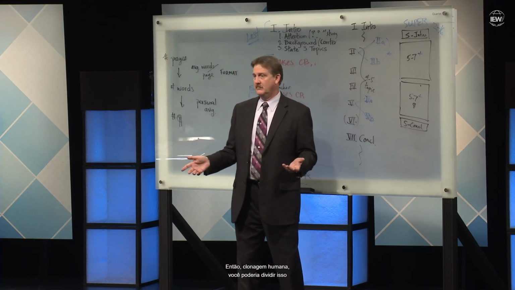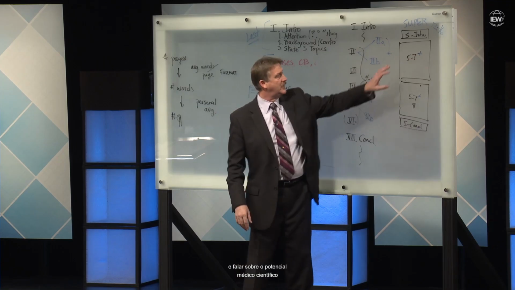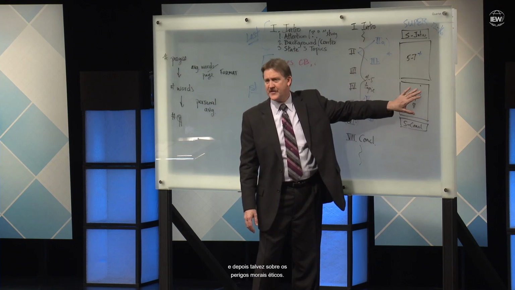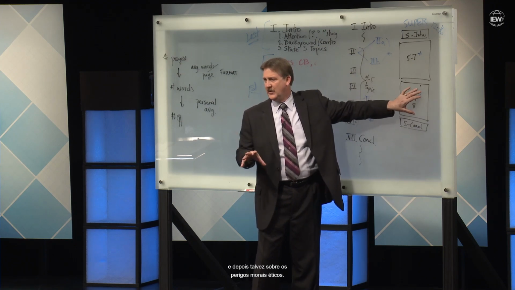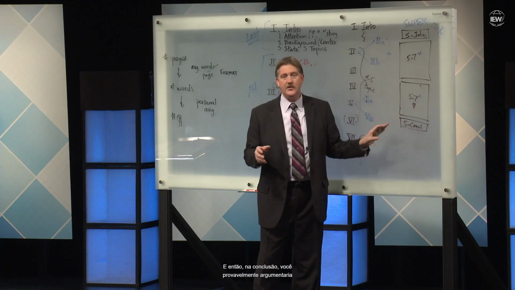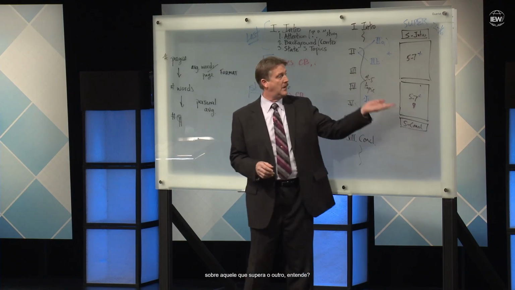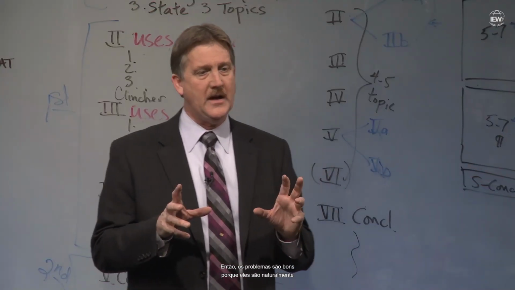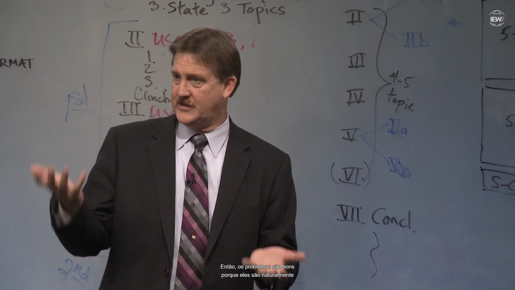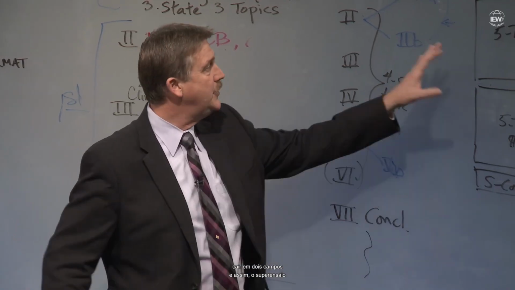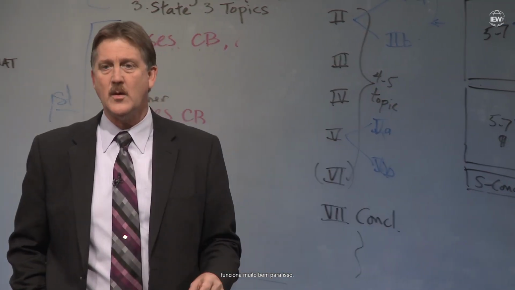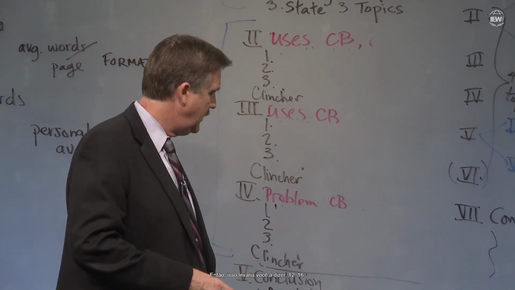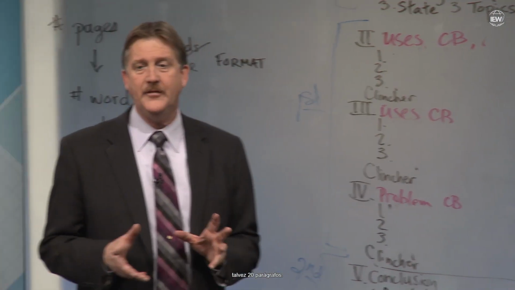Human cloning, right? You could divide that and talk about the scientific medical potential, and then perhaps the ethical moral dangers. And then in the conclusion, you would probably argue that one outweighs the other. Do you see? So issues are great because they naturally kind of fall into two camps. And so the super essay works quite well for that. So that would get you up to, say, 12, 16, maybe 20 paragraphs.